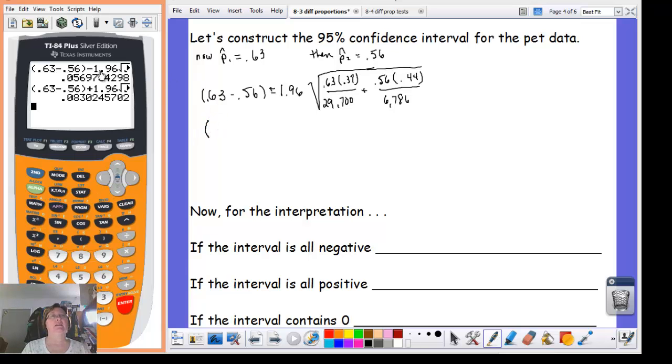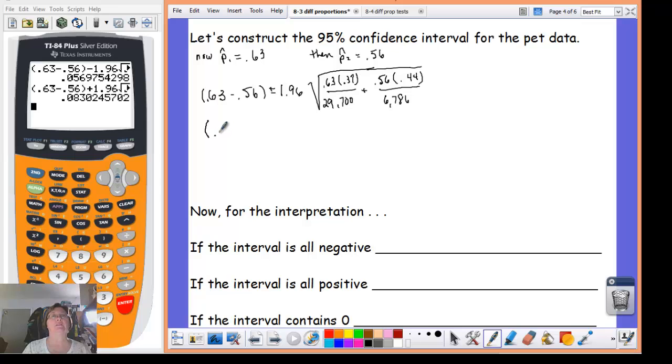Okay, based on my computations, which you can see part of here, I have the lower boundary on top, and that came out to be about 0.057. The top boundary about 0.083. And now we have to talk about what that means as we interpret this. And remember, your statistic was about the difference between two p hats. Okay? So our interval is all positive.